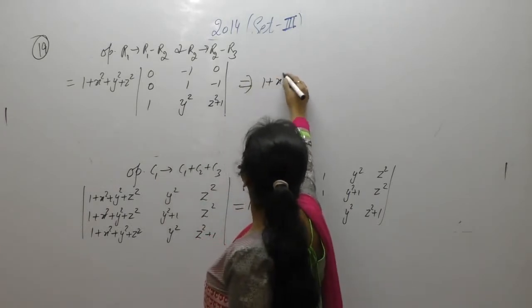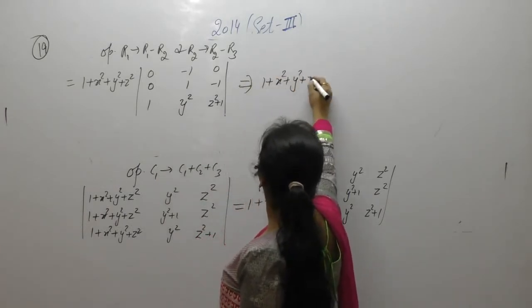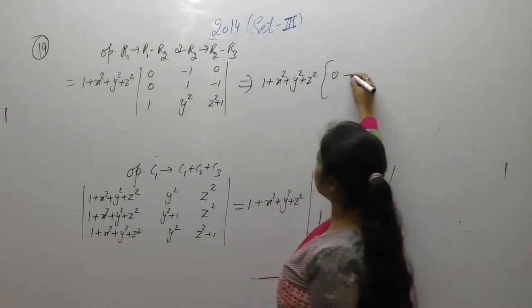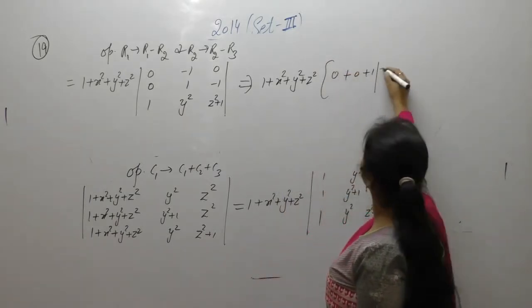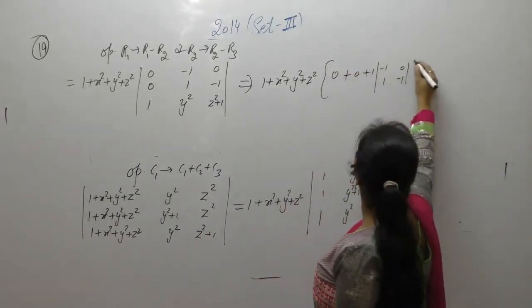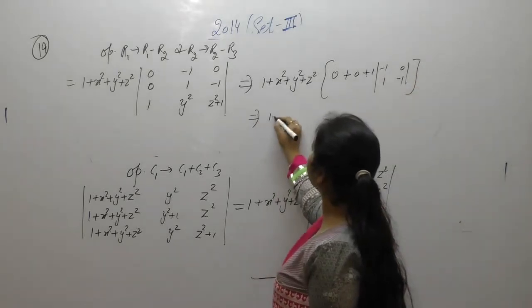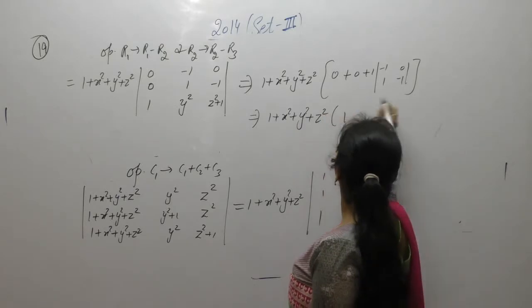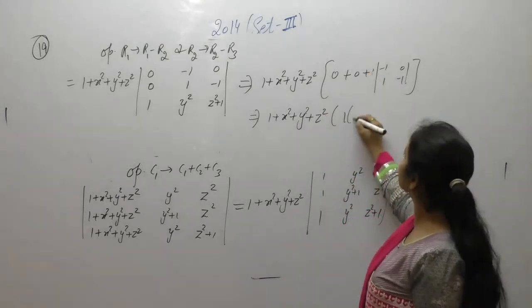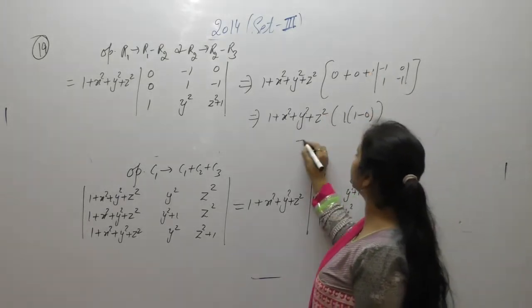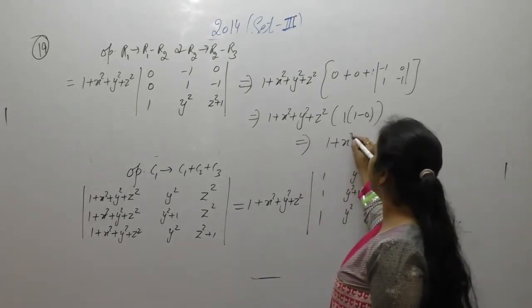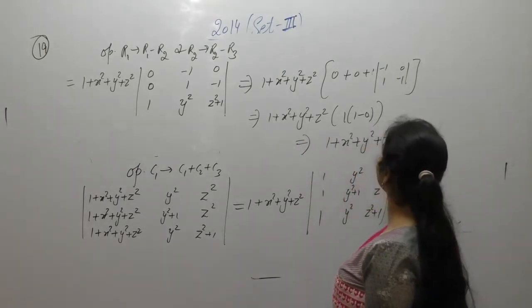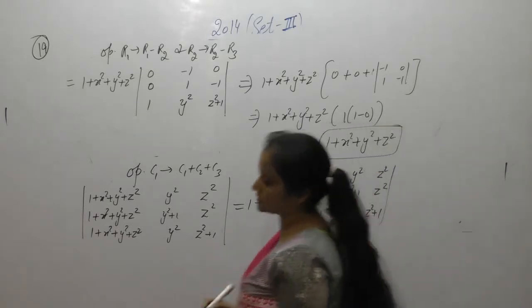Now expand this determinant along the first column. First two terms are 0, minus 1, 1, 0, minus 1. So 1 plus x square plus y square plus z square, minus 1 into minus 1 and 1 minus 0. So we get the result as 1 plus x square plus y square plus z square.